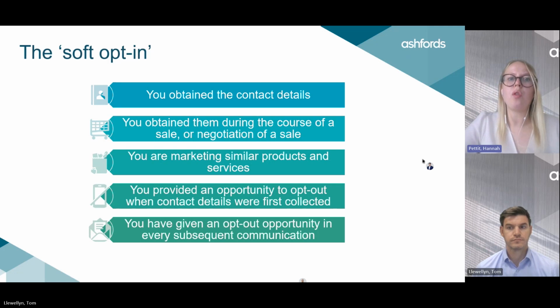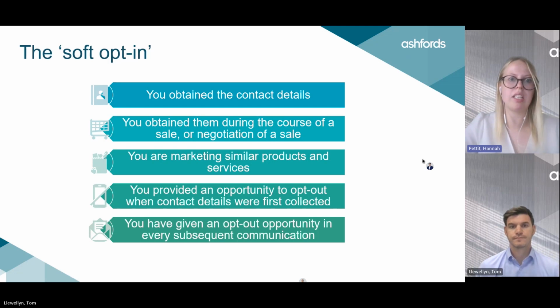Thirdly, then, what you're ultimately marketing to them needs to be similar to what they originally either purchased from you or inquired about. So quite like the example here of supermarkets who have a really broad range of offerings. A supermarket can't rely on the soft opt-in to promote, say, wider banking products to its groceries customers. They can only rely on it to promote groceries to their groceries customers.